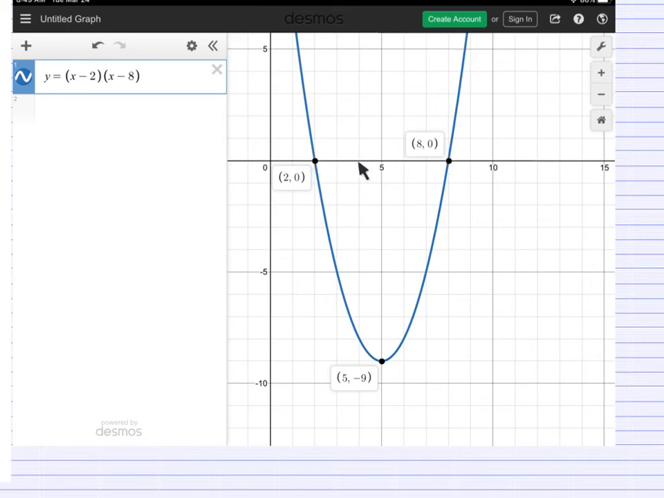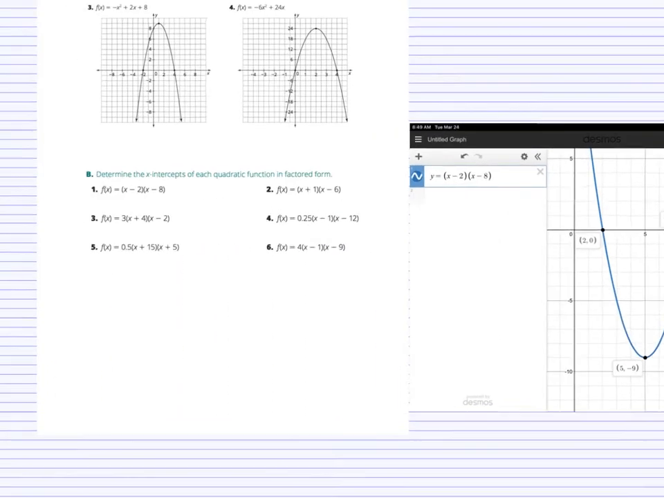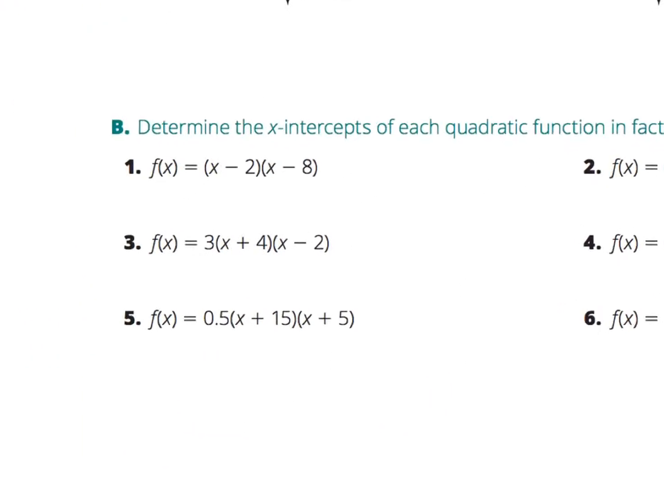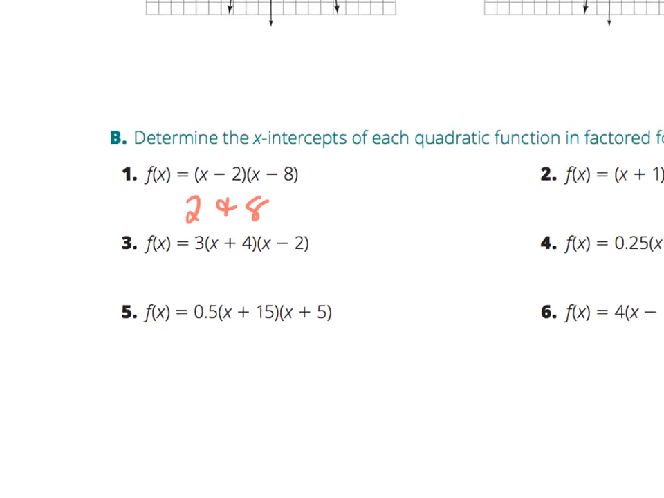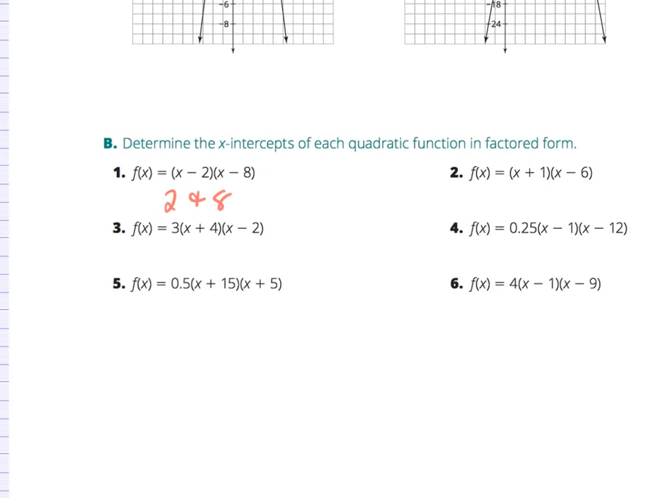Now again, these are called x-intercepts, but you're going to hear me call them zeros. These are the zeros of the graph, 2 and 8. So I'm going to go over here, and number 1 is 2, and I'm going to use this little and symbol, 8. And that's all you have to do for these 6. Good luck.